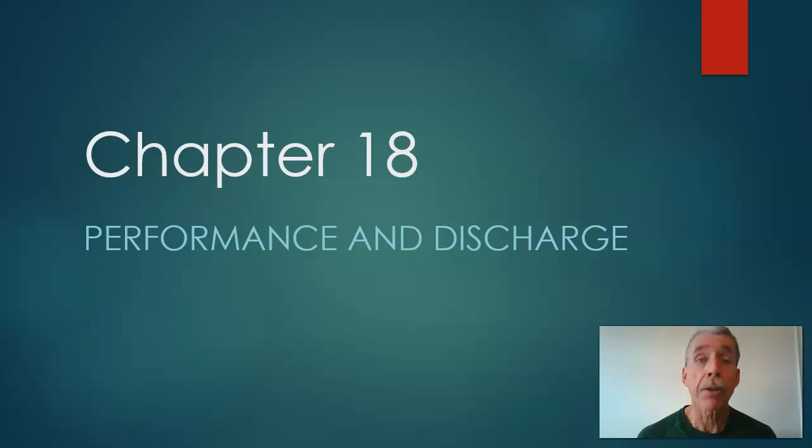Welcome back. This is part 2 of chapter 18 of our business law text. The title of the chapter is Performance and Discharge. As you may recall, in segment 1, we talked about how the contract can be finished when the parties have performed their various duties, and their duties are then discharged. They can move on.